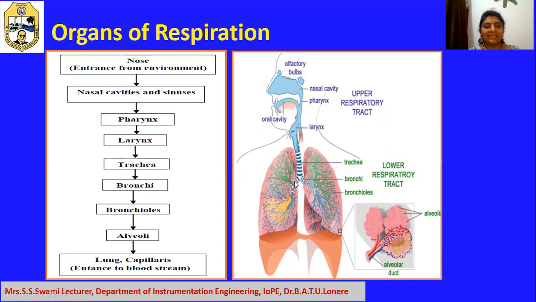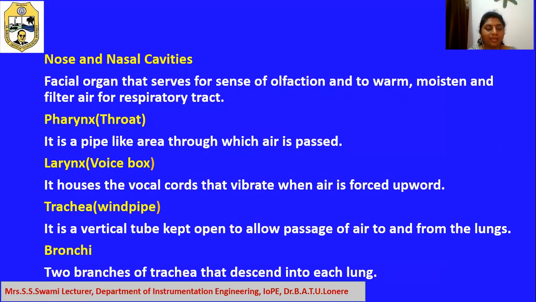Now we will see the detailed explanation of these organs of respiration. First one, nose and nasal cavities. The facial organ that serves for the sense of olfaction and to warm, moisten and filter air for the respiratory tract is the work of the nose and nasal cavities. It serves the sense of olfaction. Olfaction means smell. Warm means it heats. Moistens, it moistens. Why are all these things required?